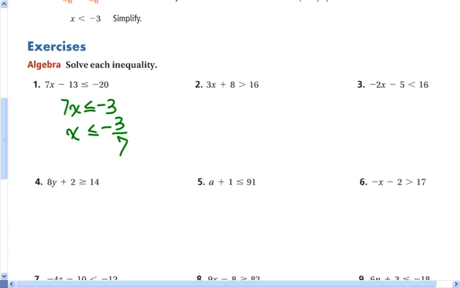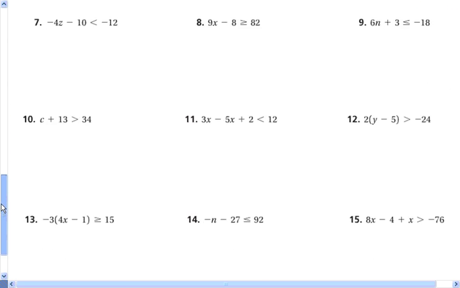Look at number 3 here, and there's an example where we're going to have to reverse the symbol. If I use the addition property of inequality first, then I get negative 2x is less than 21. Then I'm going to divide both sides by negative 2. But when you divide both sides by negative 2, you have to reverse the sign. Negative 2 divided by negative 2 is 1x, and 21 divided by negative 2 is negative 10.5. I'll do one other one.